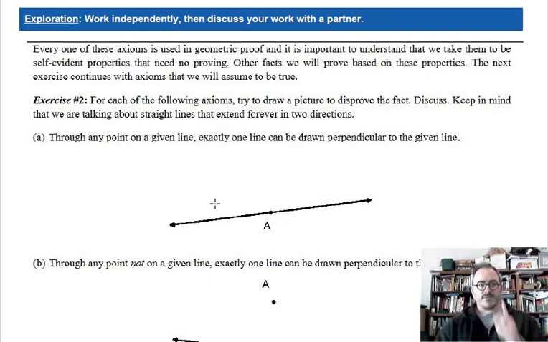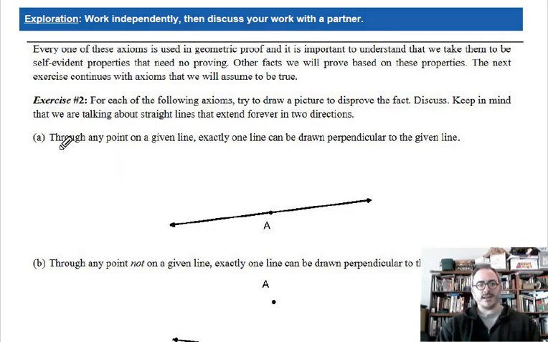Let's do exercise 2. For each of the following axioms, try to draw a picture to disprove the fact and discuss it if you have somebody with you. Keep in mind that we're talking about straight lines that extend forever in two directions. So through any point on a given line, exactly one line can be drawn perpendicular to the given line. All right, let's break that statement down.